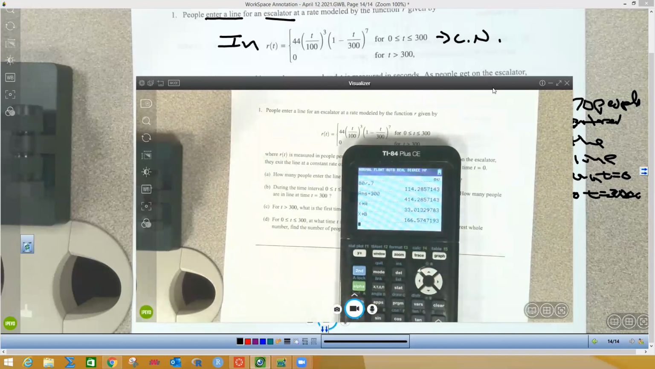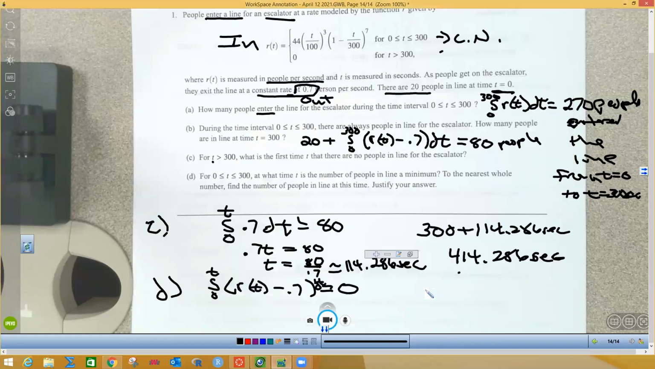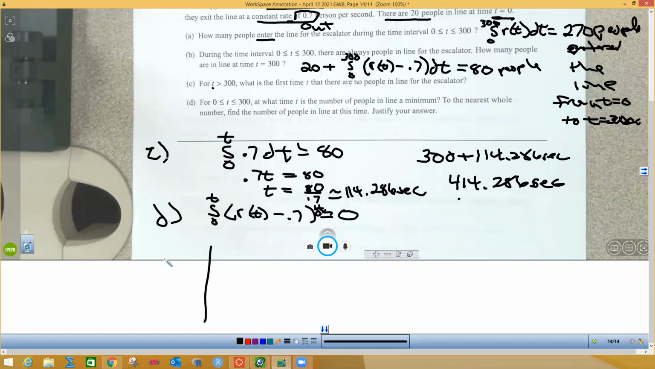Okay, so I'm going to come back over here, and if you know to get max and mins, we're going to make a table. The absolute max and absolute mins come from a table. So this is T, and then over here we're going to do R of T. Oops, I put F. Okay, it's actually going to be the integral of R of T here. So this is the integral because we want the people in line.